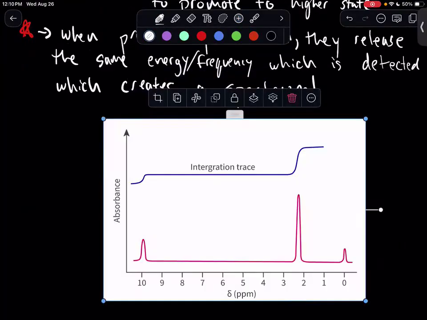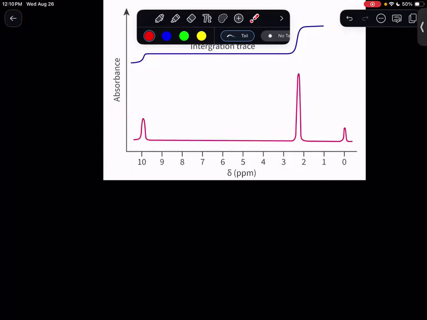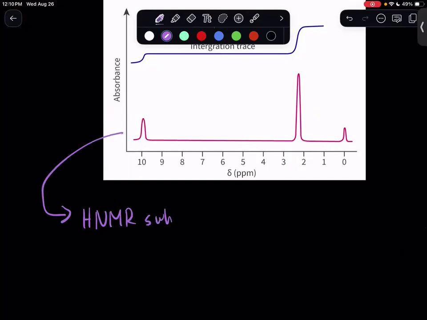So this is the spectrum we get. We're going to talk about this in just a bit more detail later, but specifically, we're going to get this spectrum right down here, which has peaks that show different chemical environments. And I'm going to describe this whole thing in just a moment. But HNMR shows chemical environments.